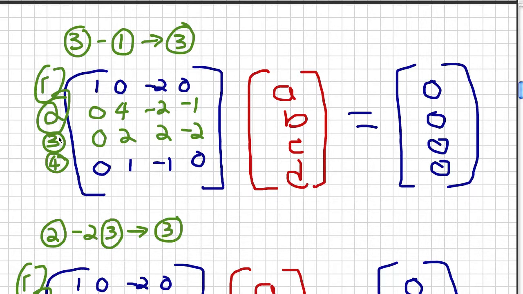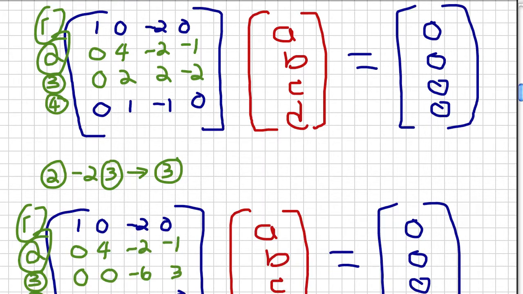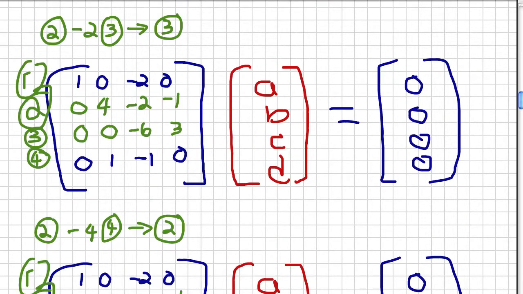I take 2 times 2 is 4, and I subtract that from negative 2. That gives me a negative 6 into my new row 3. And I take 2 times negative 2 is negative 4, and I subtract that. Negative 4 from negative 1 is 3, and I put that into my new row 3. So here is what I have right now. It's getting there. Here's my diagonal, but I still have a 1 and negative 1 down here.